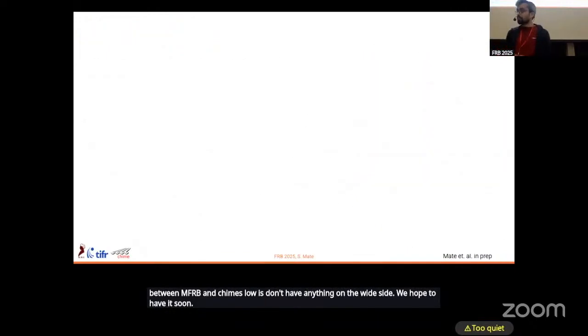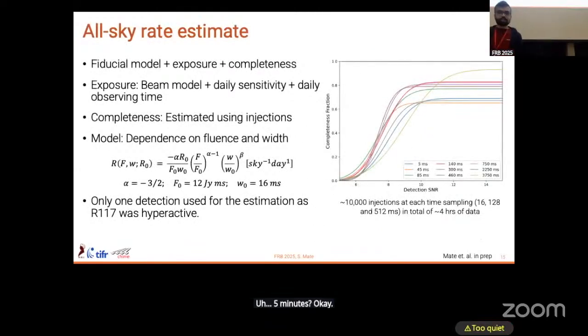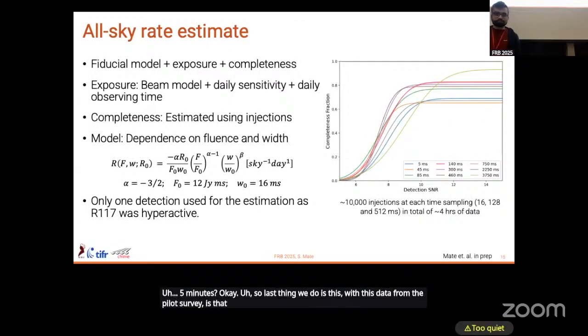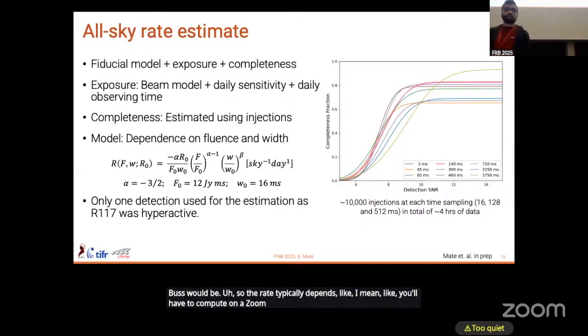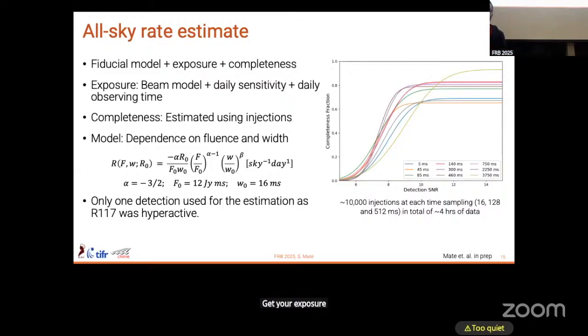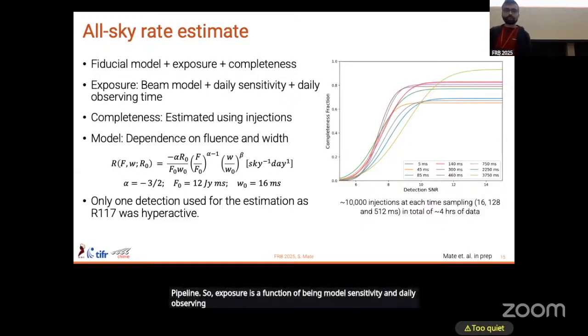Five minutes, okay. The last thing we do with this data from the pilot survey is to estimate the all-sky rate, just to get an idea of the rate of this kind of burst. To compute the rate you have to assume a fiducial model, get the exposure of your telescope, and also know the completeness of the pipeline. Exposure is a function of beam model, sensitivity, and daily observing time. I'll not get into the details of it.